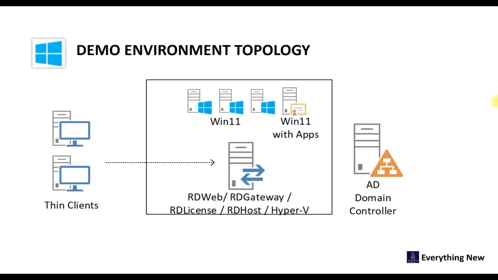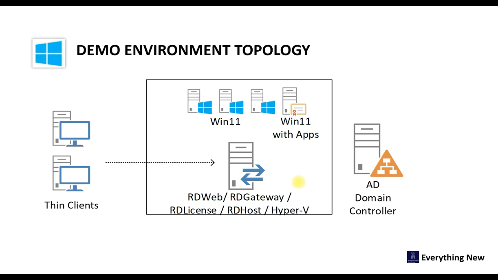Okay, after you have understood the common deployment architecture, let's have a look at our demo environment topology. Compared to the previous diagram, this is simpler. We have only one Windows Server, and it's installed with the RD Web, RD Gateway, RD Licensing, RD Host, and Hyper-V. All these roles are together built into one server.